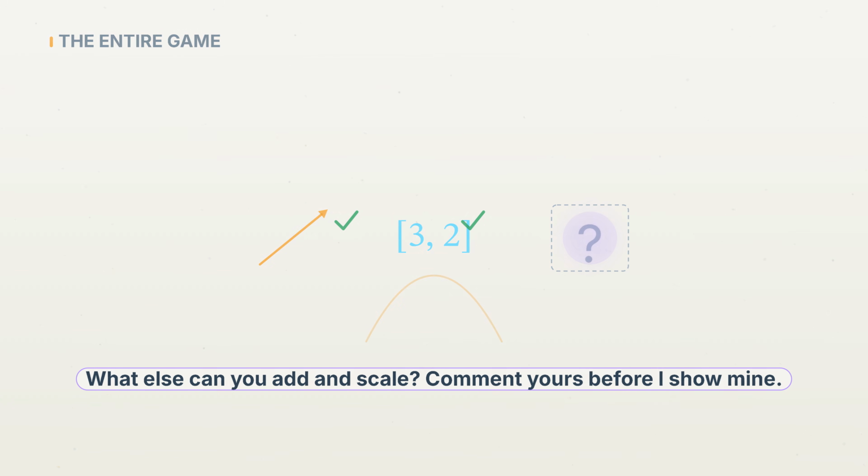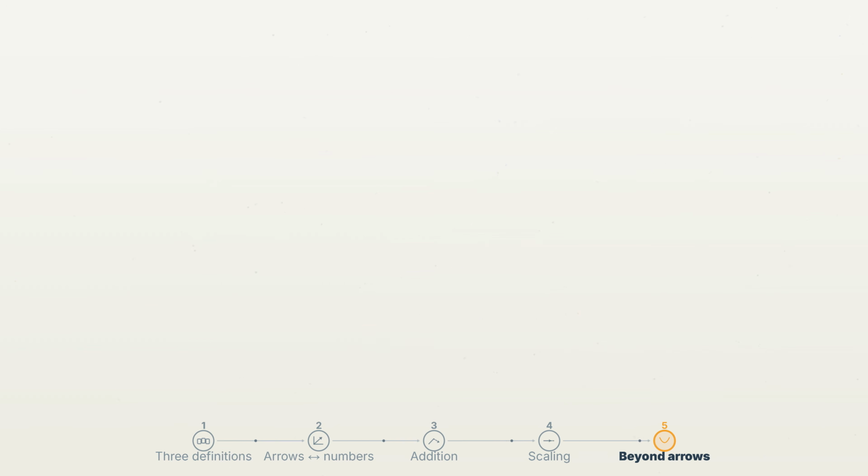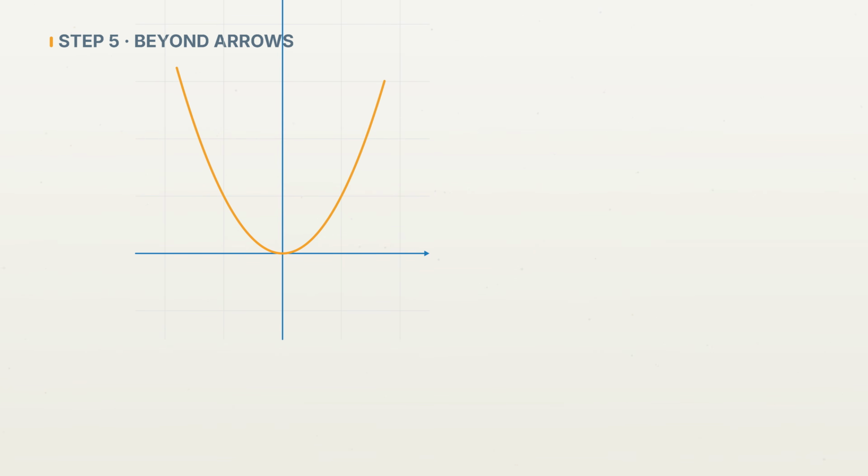Ready? Watch this. This is where it clicks. Step 5. This is the payoff. You've been patient, and here's where it all comes together. Look at this curve on screen. f of x equals x squared. A function, not an arrow, not a list. Remember it. Here's a second function, sine of x.